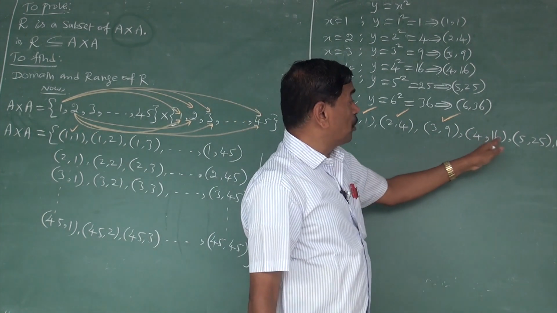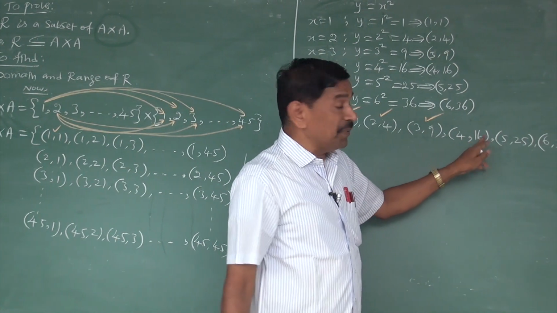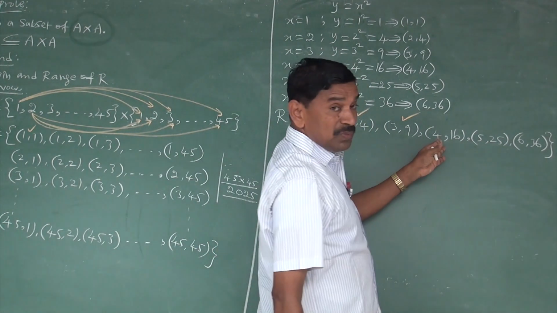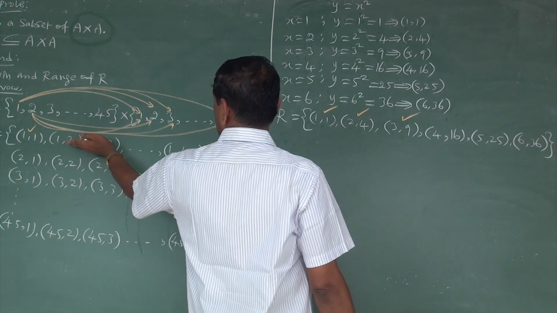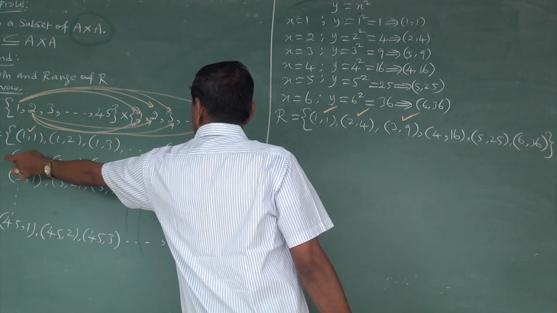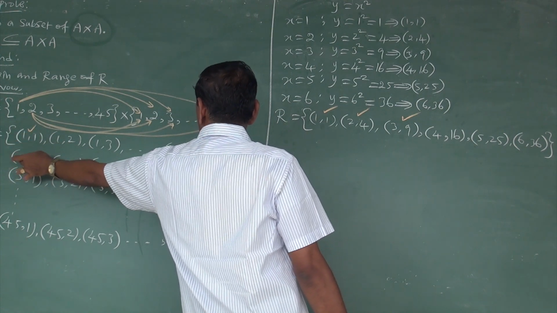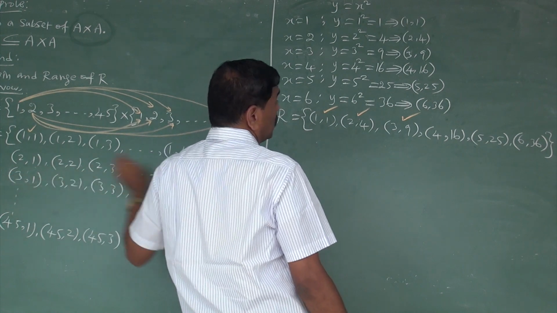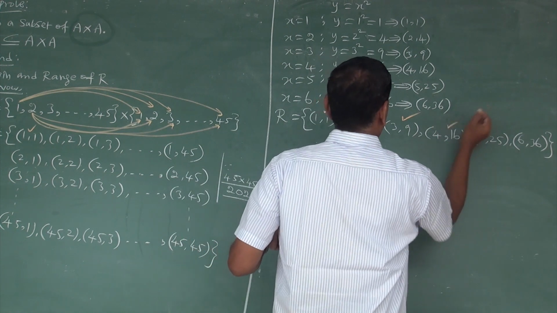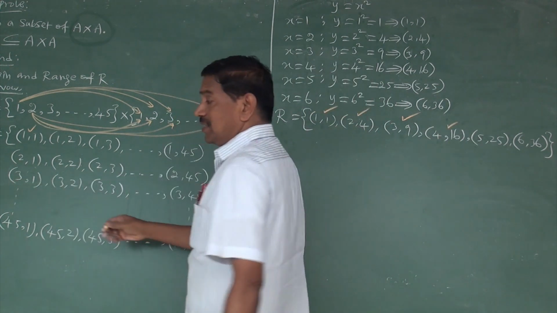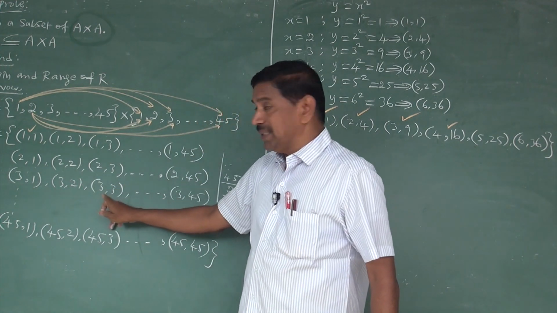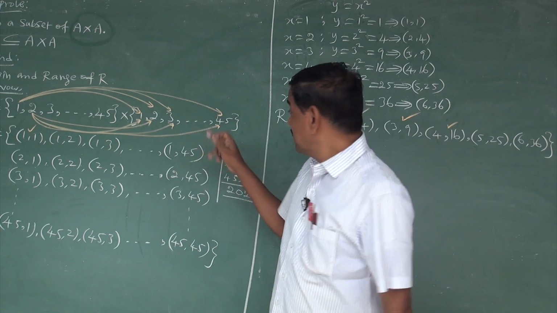Okay, next 4 comma 16. Whether 4 comma 16 is present in A cross A or not? Yes, present. And which row? Yes, very good. Fourth row. First row, second row, third row. Here first element 1 is in the first row, first element 2 in the second row, first element 3 in the third row. Here first element 4 lies in which row? Fourth row. Yes, which is available. That means 4 comma 1, 4 comma 2, 4 comma 3, and so on. 4 comma 16 is available.